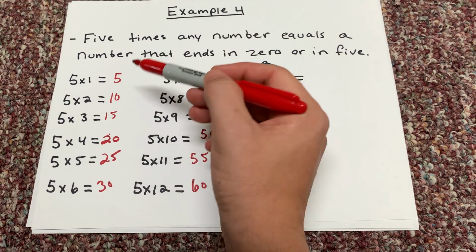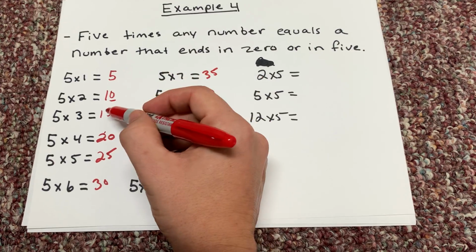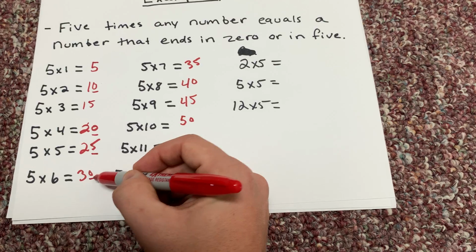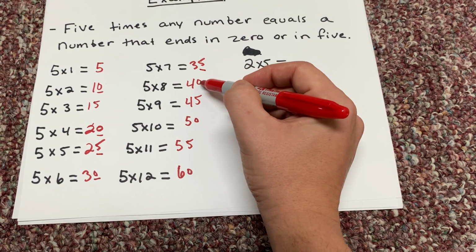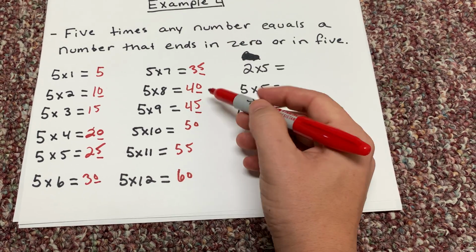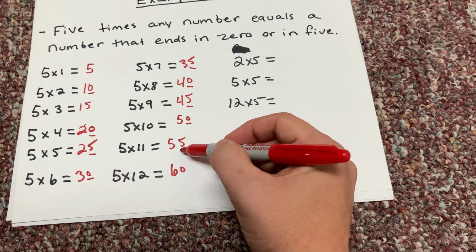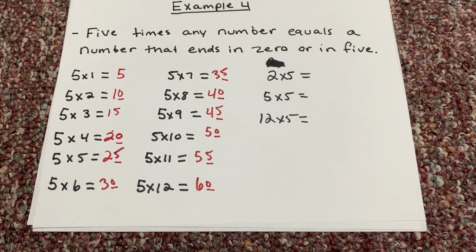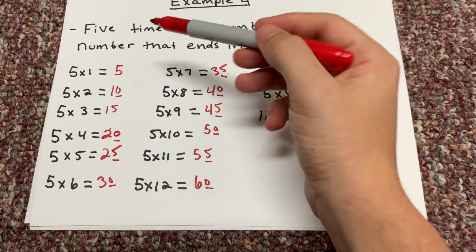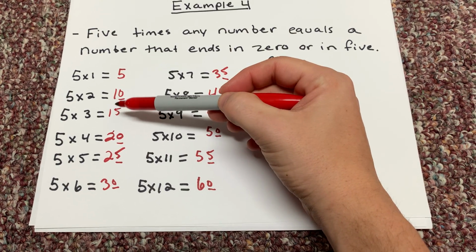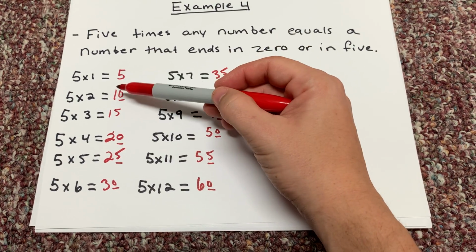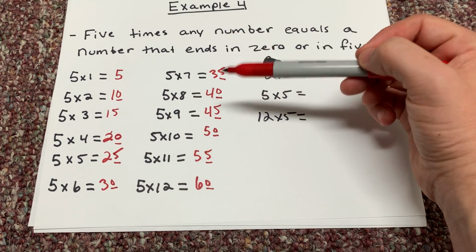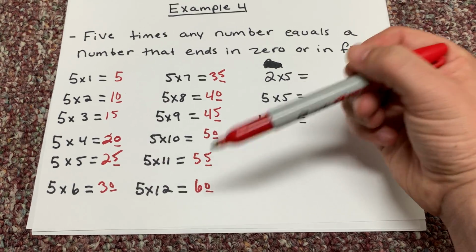So here, ends in 5, ends in 0, ends in 5, ends in 0, and so on all the way down the list. Here we see that pattern when we're doing the multiples of 5. And again, I'm just pointing to the pattern. You know that 5 is the difference between each of these numbers. So 5, 10, 15, 20, 25, 30, 35, 40, 45, 50, 55, 60.